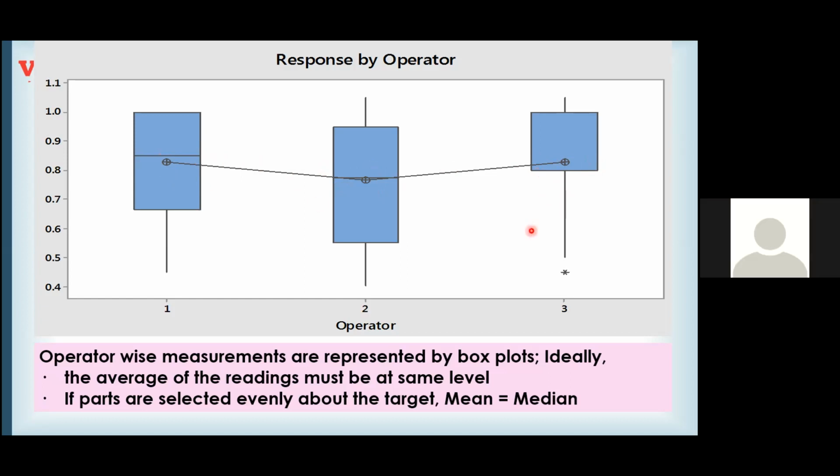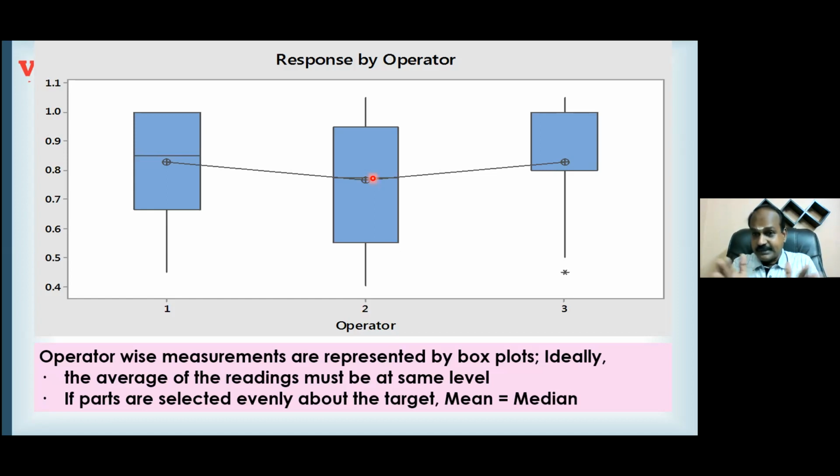Operator 3. 2 is pulling down the average, isn't it? Okay, 2 is pulling down the average. So 2 is different. But who is correct? I don't know whether 1 is correct or 2 is correct. Correct means he has to give the accurate reading. That is different. If you want to understand that, then it depends again on your part selection.